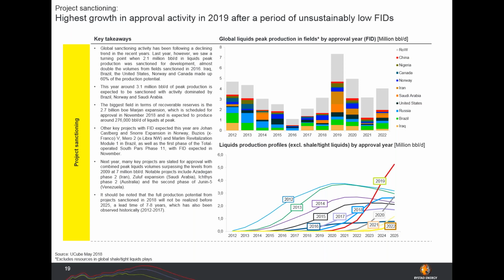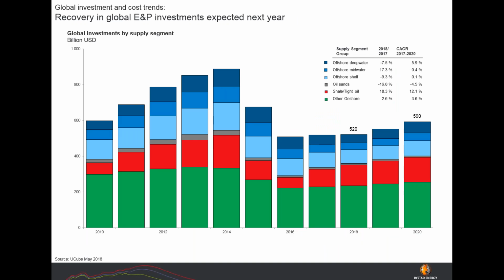The bottom chart shows liquids production profiles by sanctioning year. We see that fields that were sanctioned in 2016, for example, contribute the least to production now and going forward, while high production contribution was coming from fields sanctioned during 2012 and 2013. 2019 so far is expected to outperform all other years, with production from associated fields reaching 5 million barrels per day by 2025.